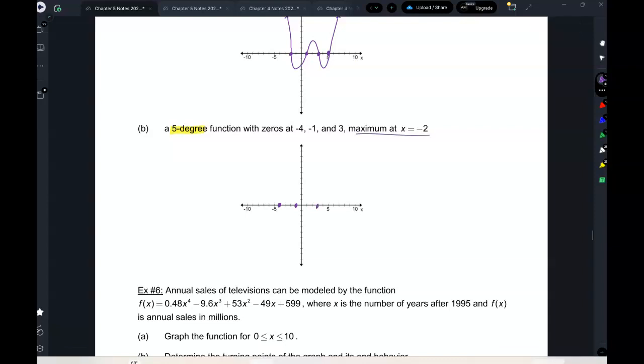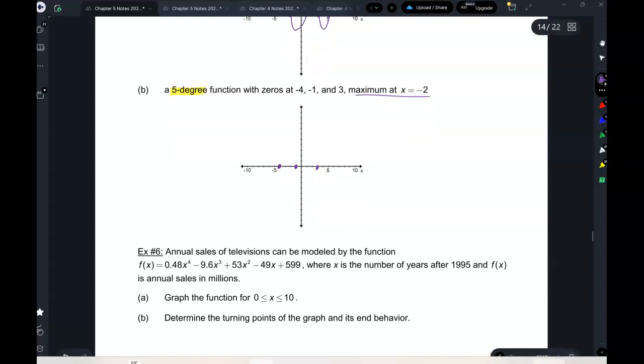And a maximum at x equals -2. So at x equals -2, there is a maximum. Now, we don't know how high that maximum goes. You can just estimate. Now, if it's a 5-degree function, how many turning points is it allowed to have?